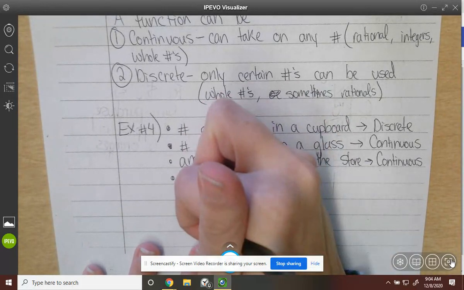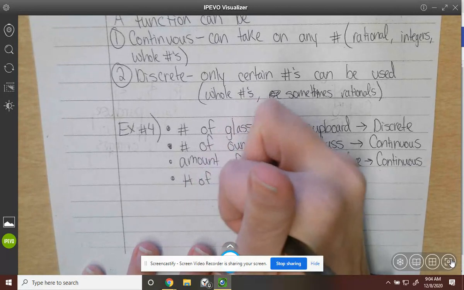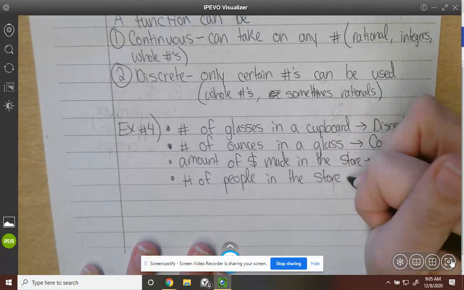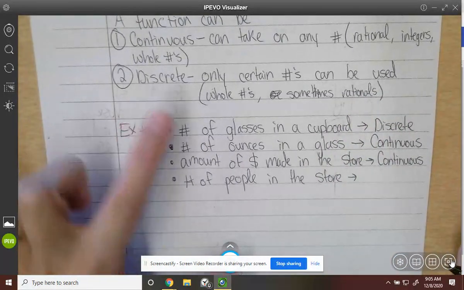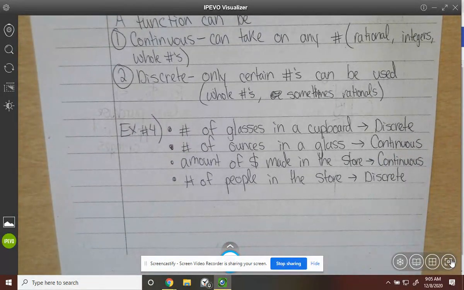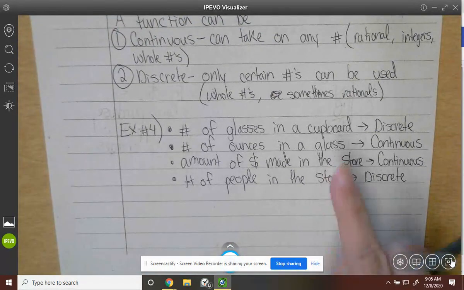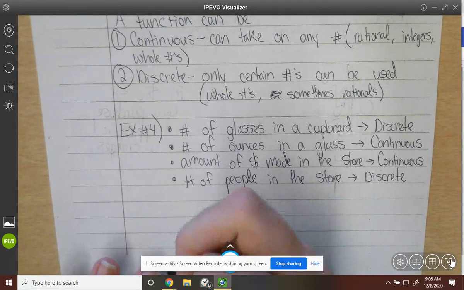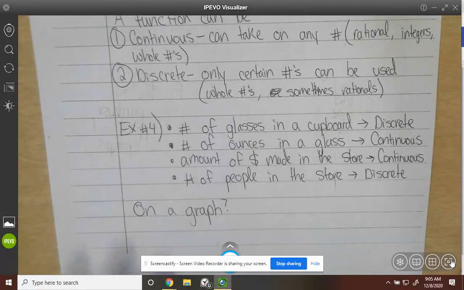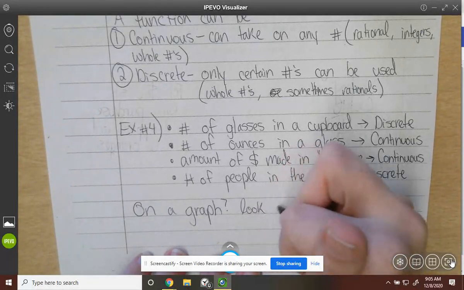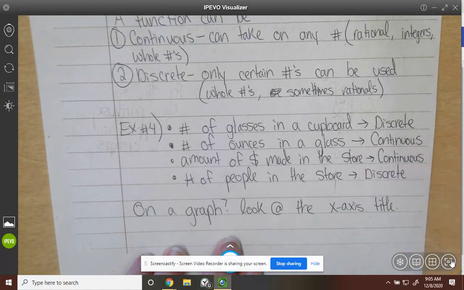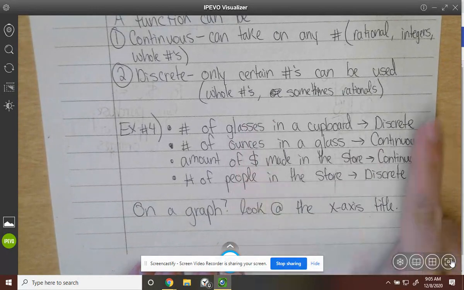Okay, last one of these, we'll say number of people in the store. That would have to be discrete because we can only have whole number of people. We can't have half a person, only whole people. Okay, so that's kind of the simple thing here. On a graph, if you're trying to figure out whether it's continuous or discrete, look at the x-axis title. And that'll give you one of these, and then from there you can figure that out.